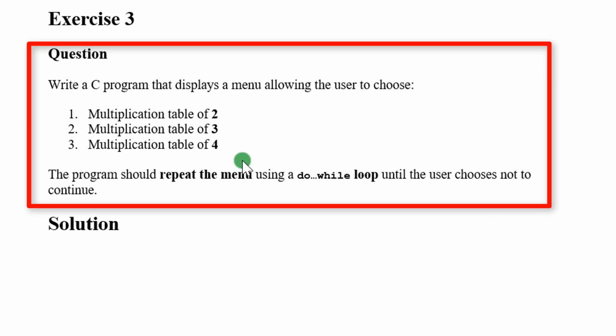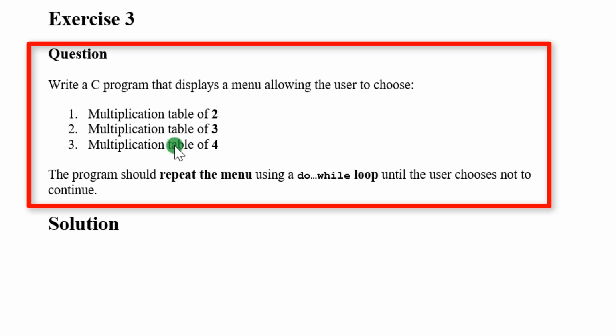Now, the question says: write a C program that displays a menu, allowing the user to choose 1. Multiplication table of 2, 2. Multiplication table of 3, and the third option is multiplication table of 4. So the menu must display this. This is not the first time we are writing a program using a menu. So if you are really blank with this type of thing, make sure you watch the previous tutorials.